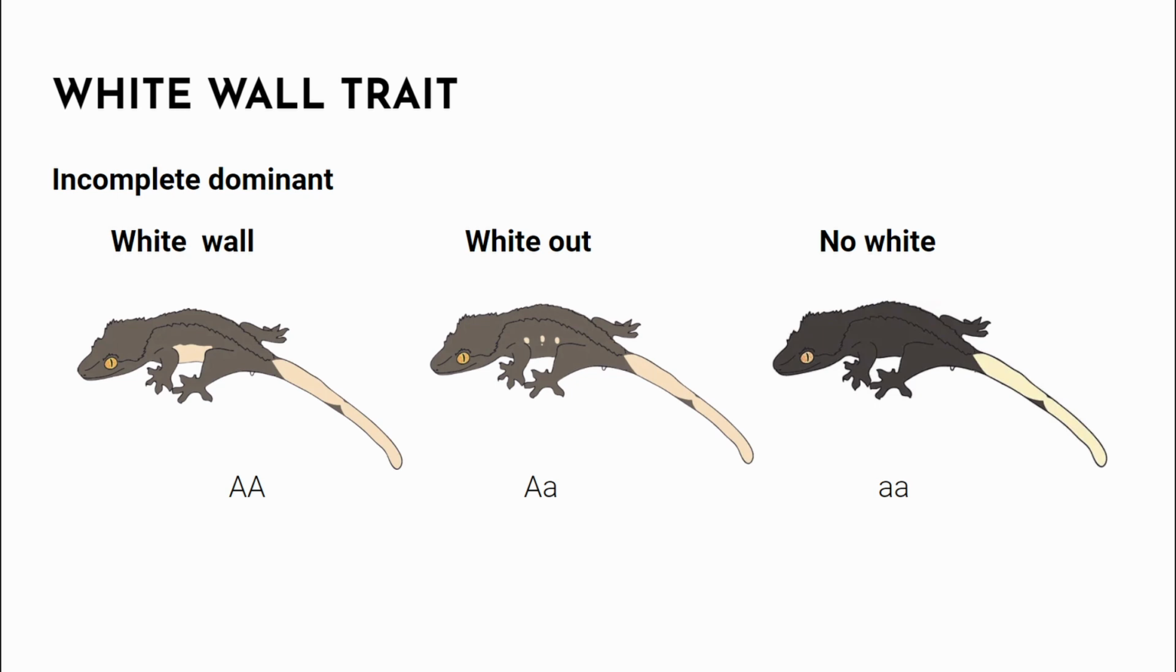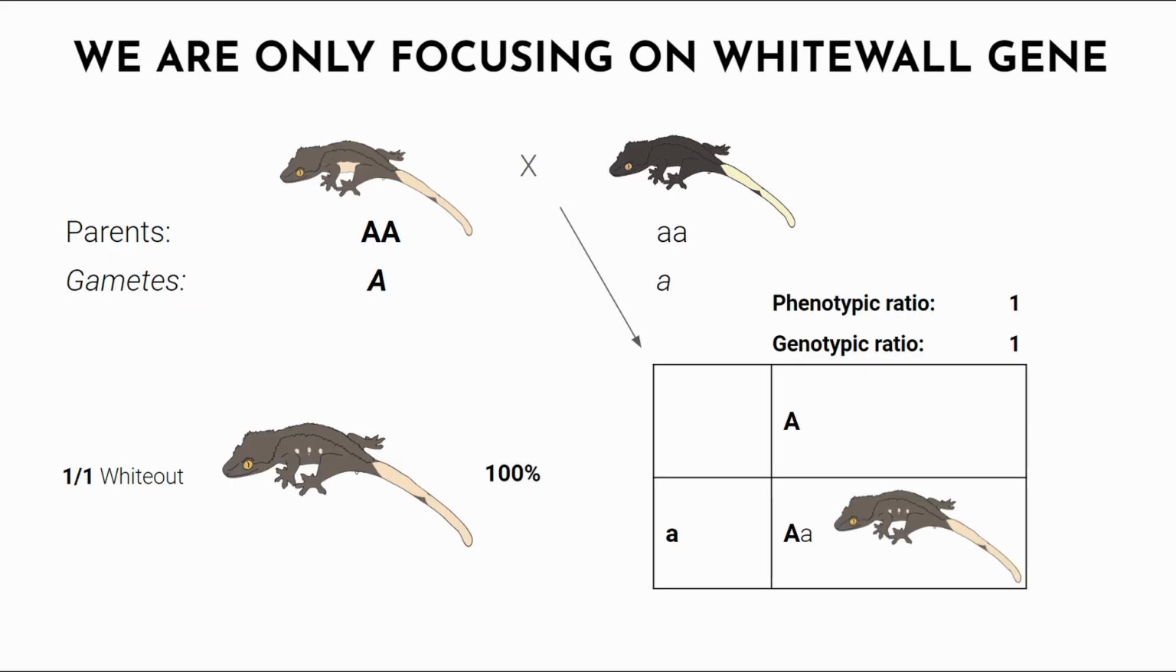which would mean that there are no spots and no white wall. When we cross a white wall, so this is a homozygous dominant, to a no white wall, no whiteout, so a homozygous recessive, we get 100% whiteout kids. The gametes that are being passed on are a big A from the homozygous dominant and a small a from the homozygous recessive. The only possible combination that we can make out of these parents is big A, small a. So all of the kids are going to be whiteout, which is big A, small a, which is heterozygous.